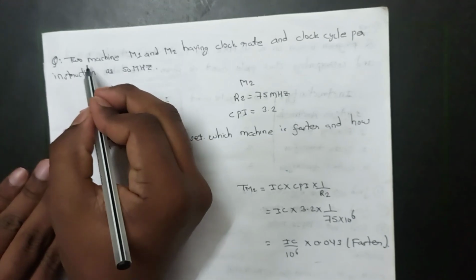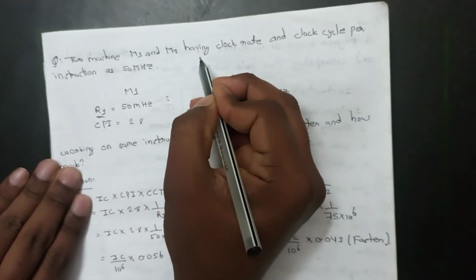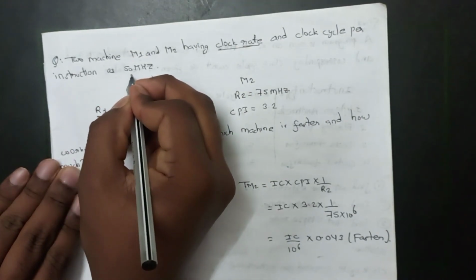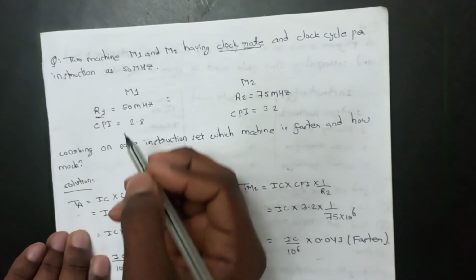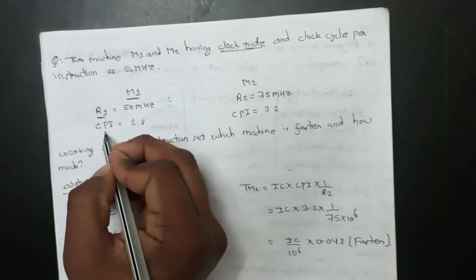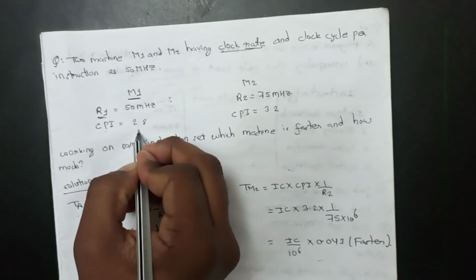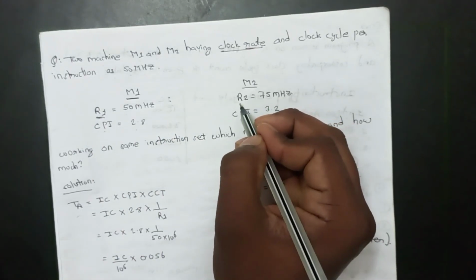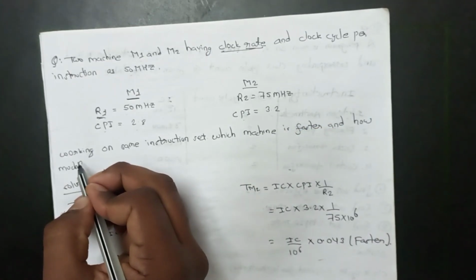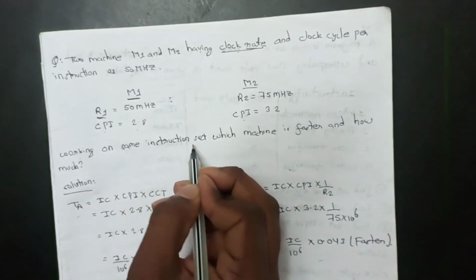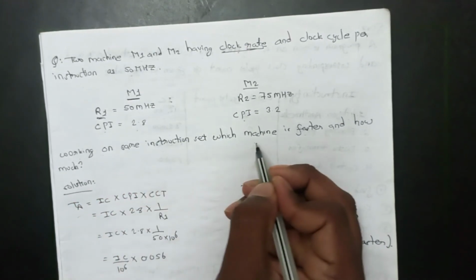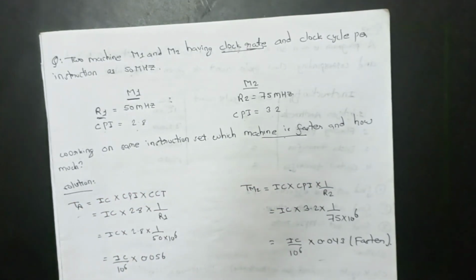The question is: two machines, M1 and M2, have clock rates and clock cycles per instruction. Machine M1 has a clock rate of 50 megahertz and CPI is 2.8, as per the question. For machine 2, the clock rate is 75 megahertz and CPI is 3.2. Working on the same instruction set, which machine is faster and how much? Let's solve this question.